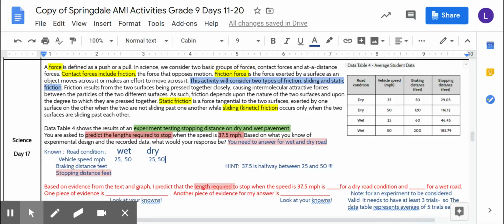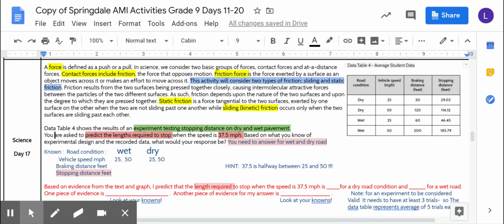It says right here, the data table shows you the results of an experiment testing stopping distance on dry and wet pavement. You are asked to predict the length required to stop when the speed is 37.5 miles per hour, based on what you know of the experimental design and the recorded data. What would your response be?